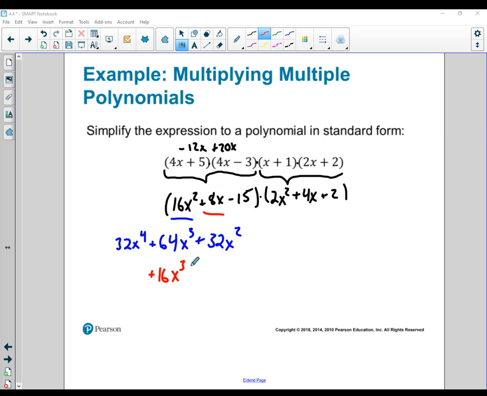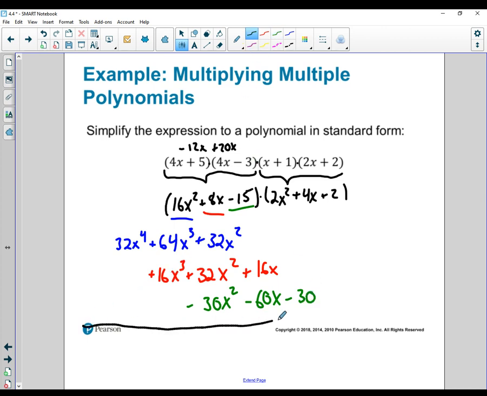16x cubed. Okay. Where was I? Okay, so I did that one, and then 8x times 4x, 8, 16, and that'll also be, let's do it in red, 32, and that'll be x squared, and then 8x times 2 would be 16x, and then one last one to do, this minus 15 times 2x squared is going to get us minus 30x squared, and then times 4x is going to get us minus 60x, and then times 2 is going to get us minus 30.